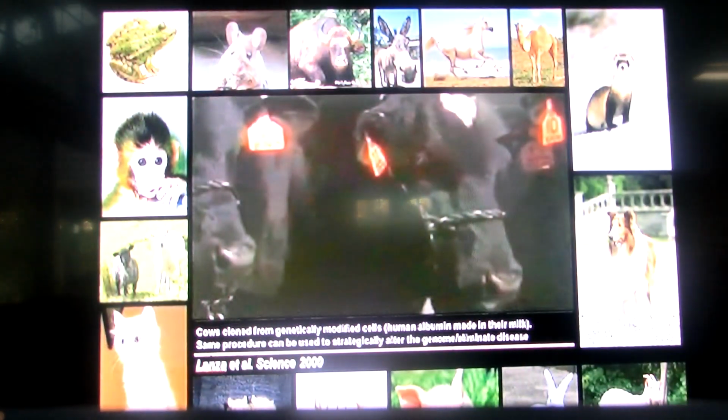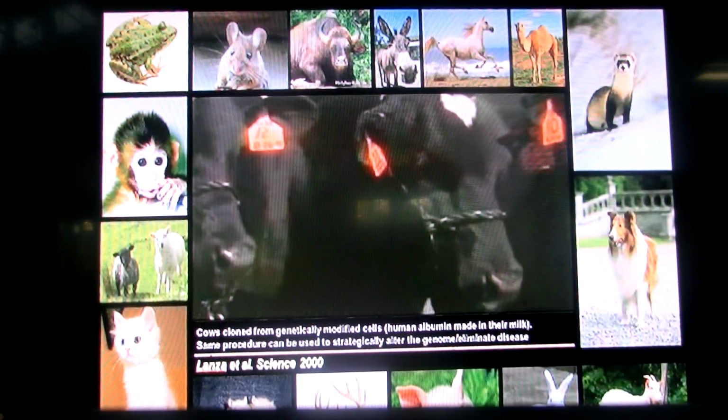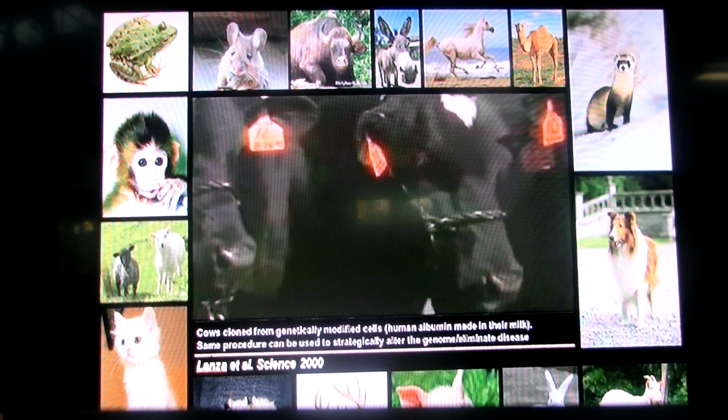In fact, back in the 1990s, we cloned this herd of cows from some cells that were genetically engineered. In this particular case, these cows you're looking at are actually making human albumin in their milk, medical products in their milk. But the same technique could be used to reconstruct extinct animals, à la Jurassic Park. In this case, we took some skin cells from the ear of the animal, and we knocked in a gene cassette, and then using ordinary cow eggs, we were able to create this herd of animals.